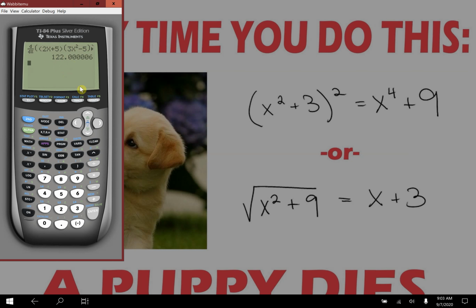So you're going to have to get used to, if you have an 83 or 84, realizing that this means 122. These extra decimals are just the calculator's error calculating that. So this is the exact derivative of 122.